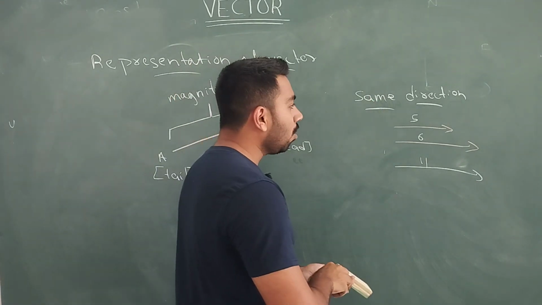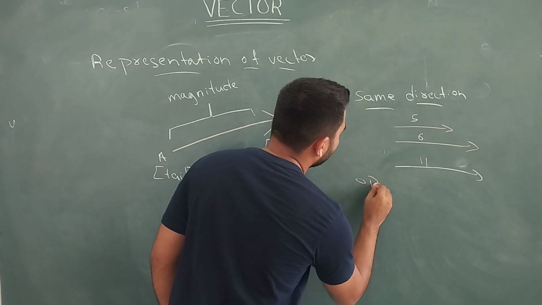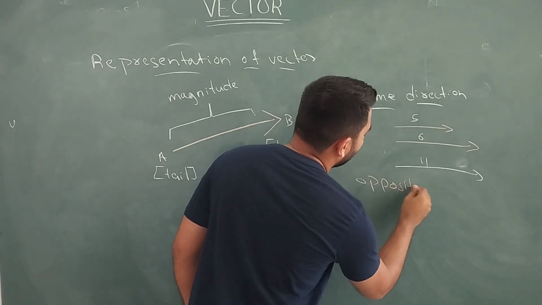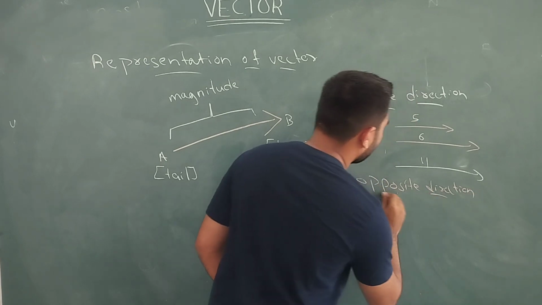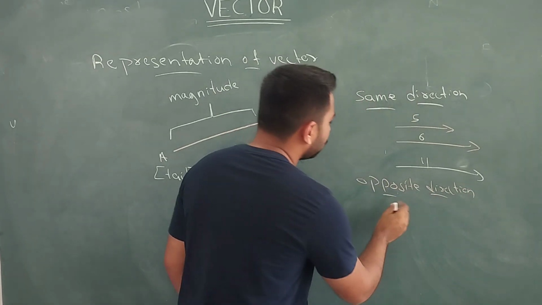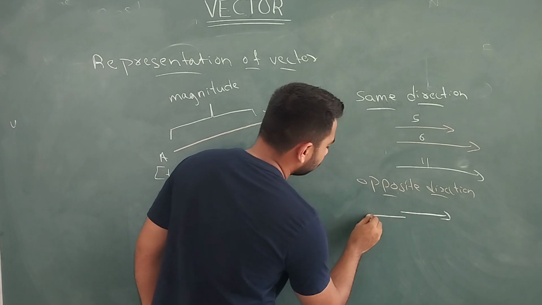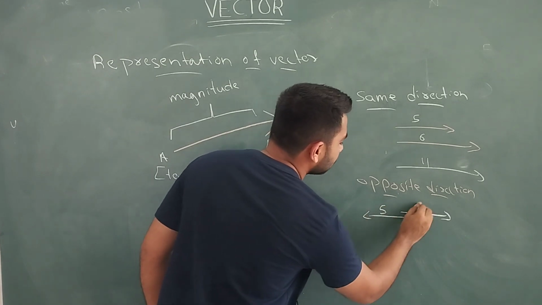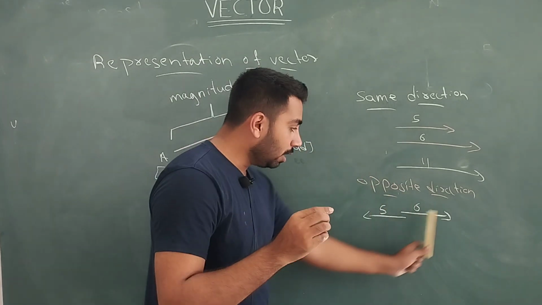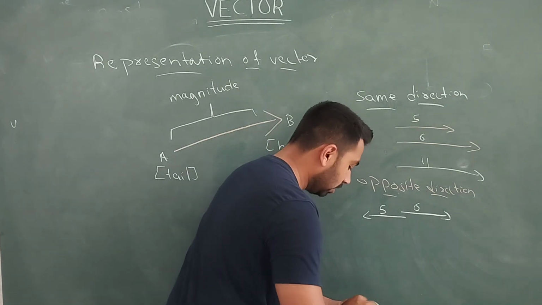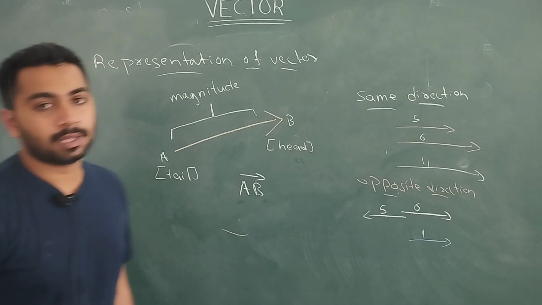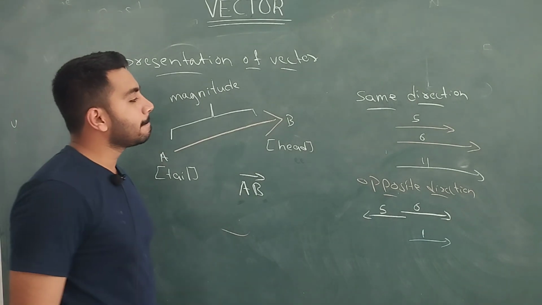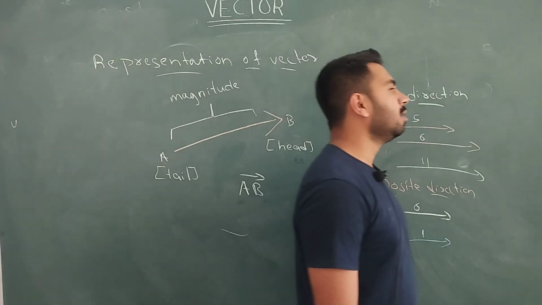So just chill. Now opposite direction. Very simple. Subtract. Suppose 5 and 6. Wherever the higher one is, the resultant will go in that direction. Resultant will be like this. Simple.